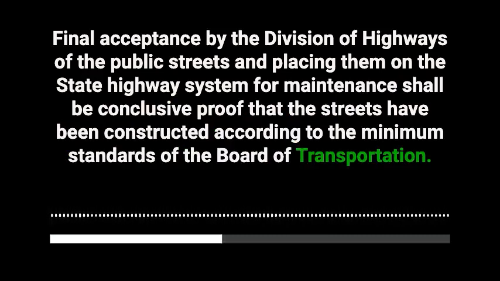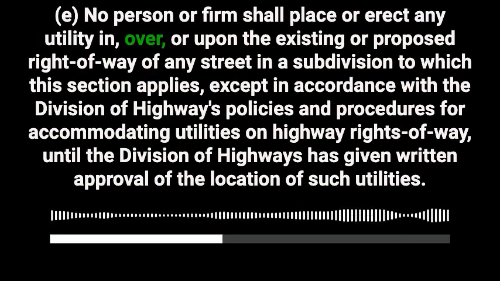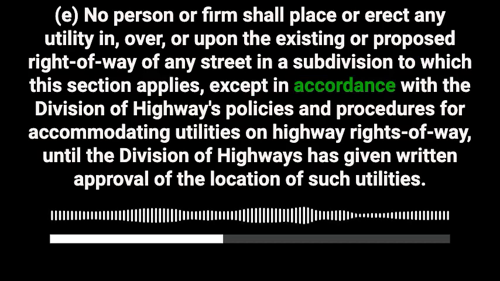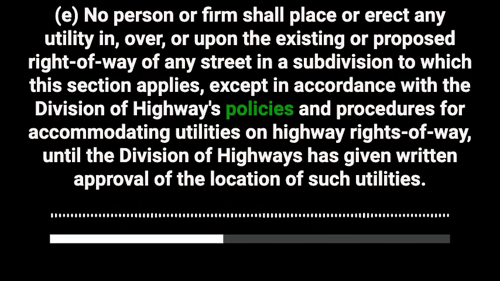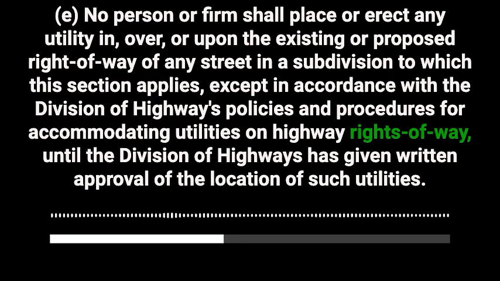No person or firm shall place or erect any utility in, over, or upon the existing or proposed right-of-way of any street in a subdivision to which this section applies, except in accordance with the Division of Highways policies and procedures for accommodating utilities on highway rights-of-way until the Division of Highways has given written approval of the location of such utilities.